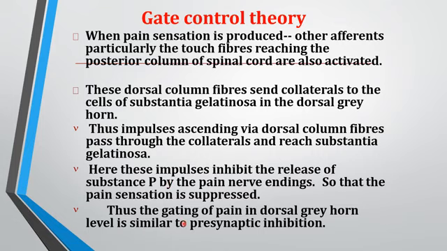Thus, gating of pain at the dorsal gray horn level is similar to presynaptic inhibition. In the synapse class, we have seen different types of inhibition: presynaptic, postsynaptic, feed forward. So this is one type of presynaptic inhibition. How? Before the synapse itself. That is the synapse of the primary afferent neuron with the secondary neuron; the release of substance P from the collateral axon is inhibited by the other afferent fibers, that is, touch sensation carrying dorsal column fibers.